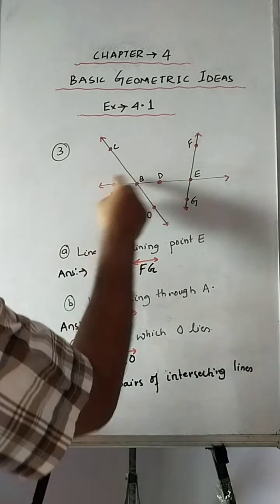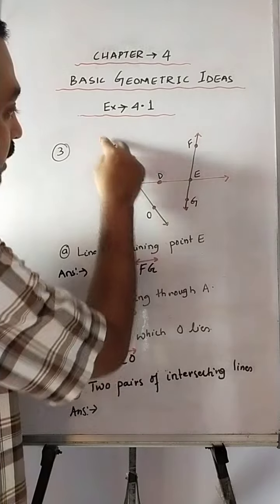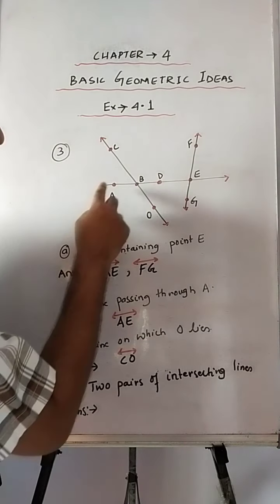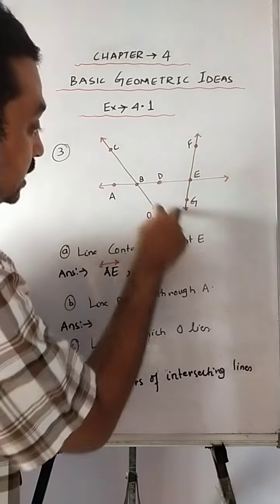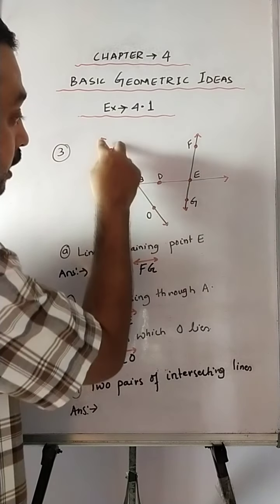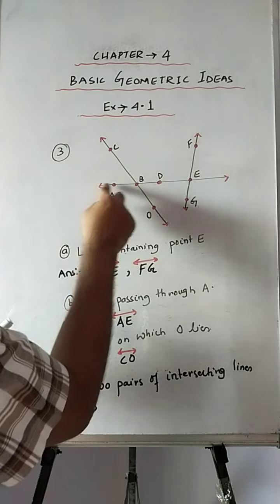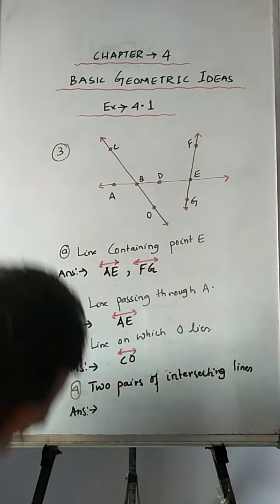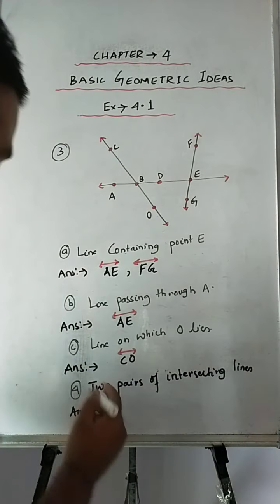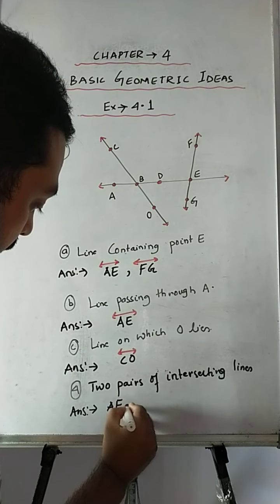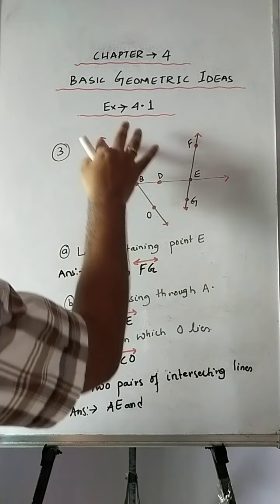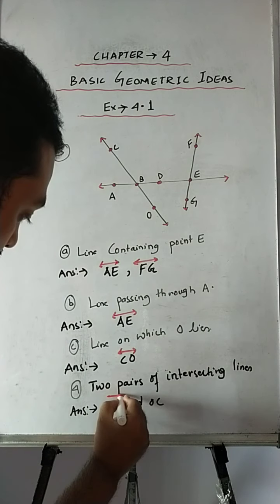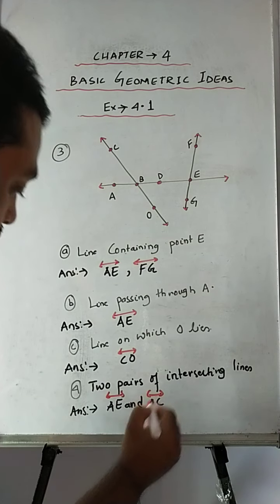So now we have 3 lines. You see these 2 lines are intersecting here, and you have to name 2 pairs. One pair would be this line and this line. They are intersecting at point B. So these 2 are intersecting lines. We can name these lines AE and CO. They are one pair of intersecting lines. So just put a symbol over it. So this is one pair.